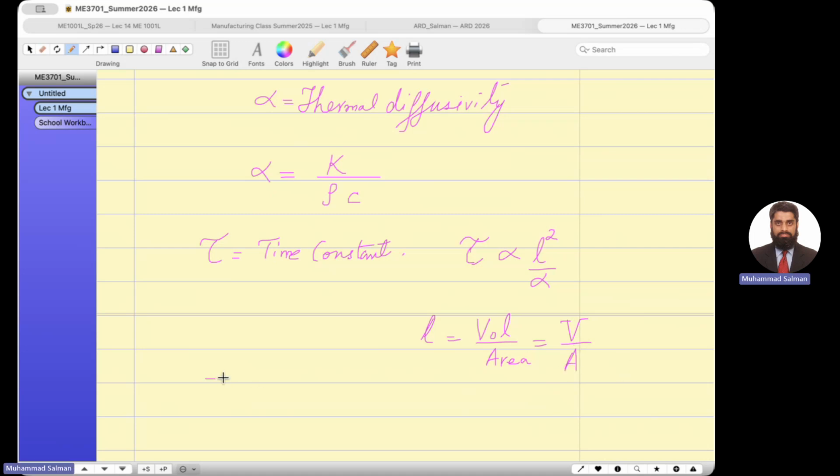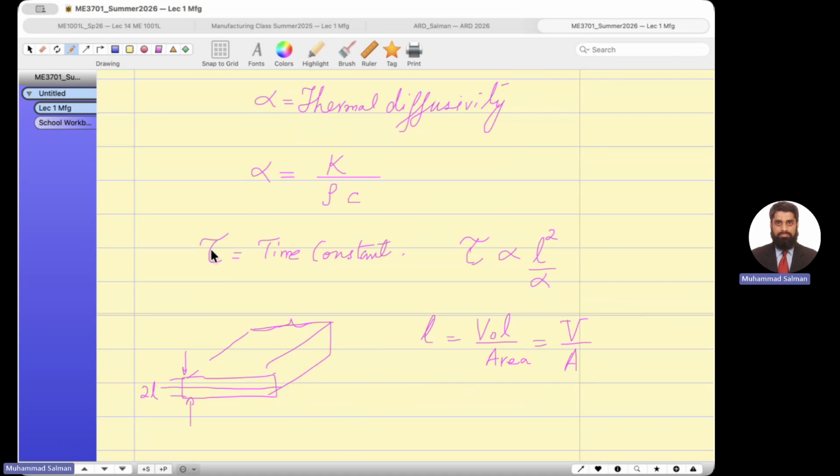Or, if there's a plate, a very, very large plate, the characteristic length is half of the thickness of the plate. This is my 2L. That's why we take it as 2L. The total thickness is 2L, but half of the thickness is the characteristic length, which is the volume divided by the area.